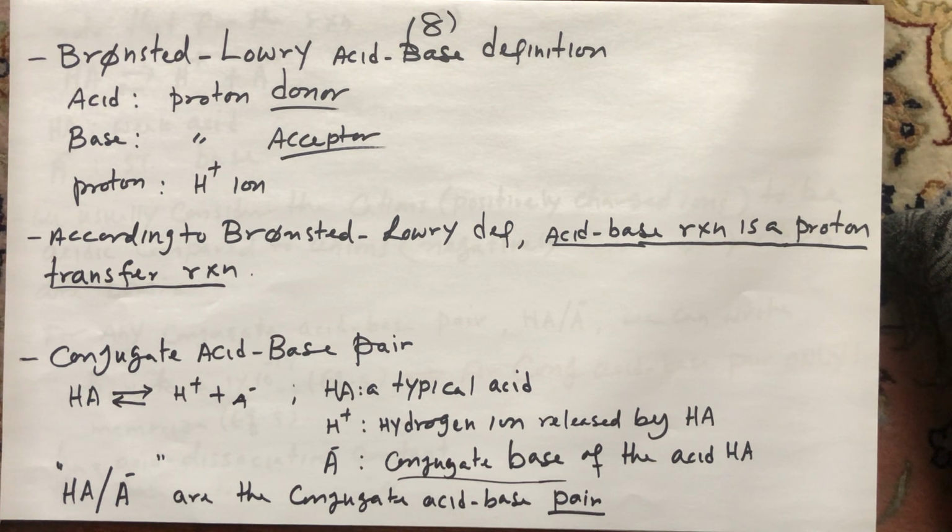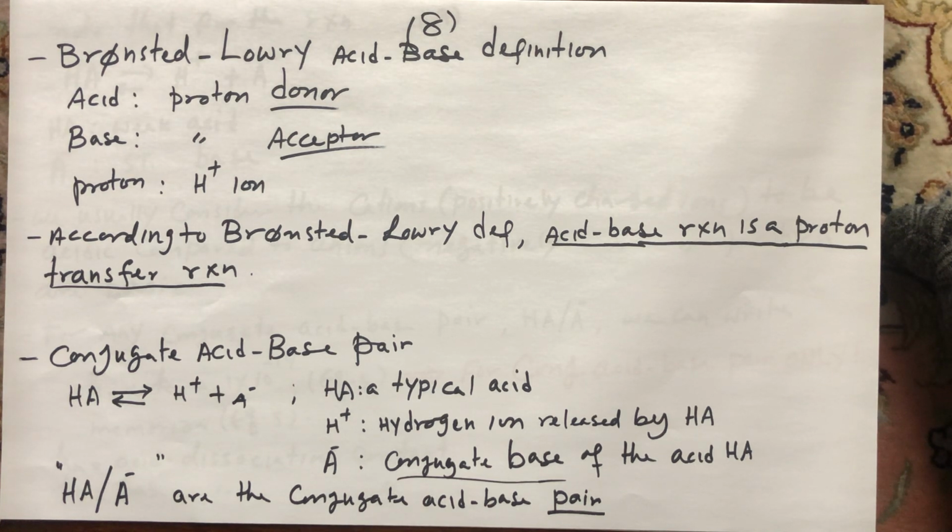So when I say HA ionizes, meaning producing ions on the right-hand side, or HA dissociates into H plus and A minus, they're basically conveying the same meaning. In this reaction that you've seen before, HA is the typical acid, H plus is the hydrogen ion released by HA because acid is supposed to be a proton donor, and A minus is the conjugate base that is formed after HA gives up the H plus. We call that the conjugate base of the acid.